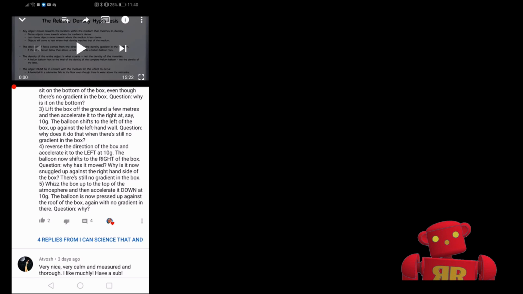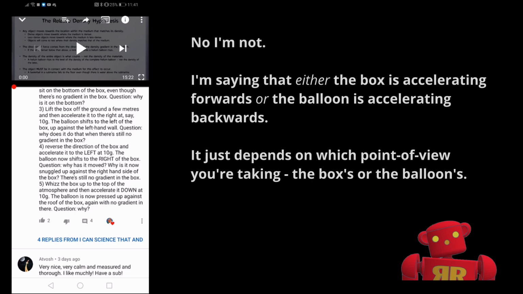Question, why does it do that when there's no gradient in the box? So basically he's trying to say that, you know, you accelerate in one direction and then the balloon will go in the opposite direction in a vacuum.